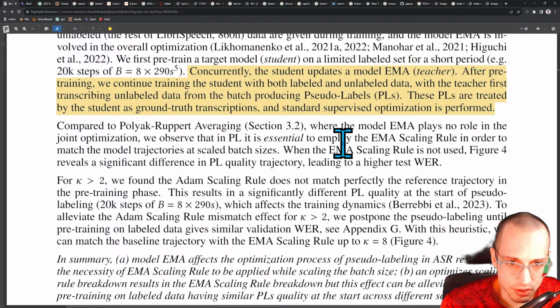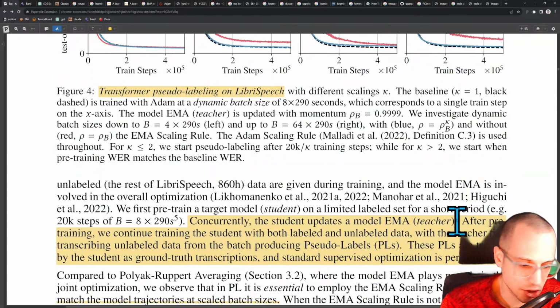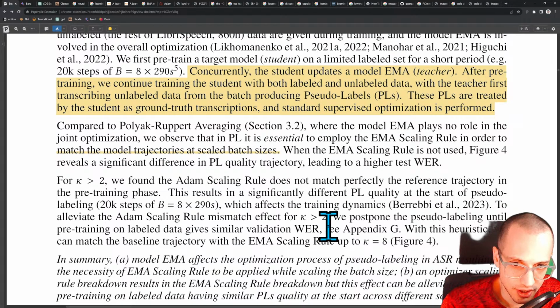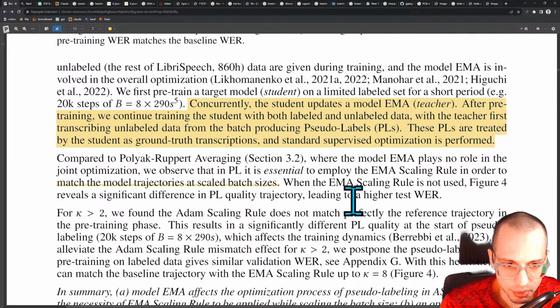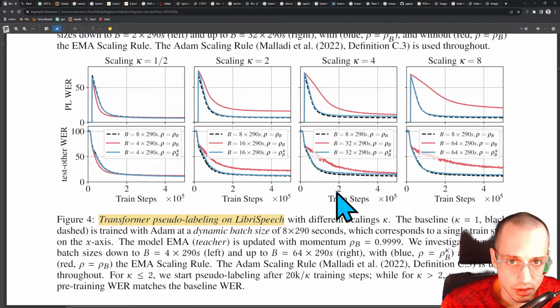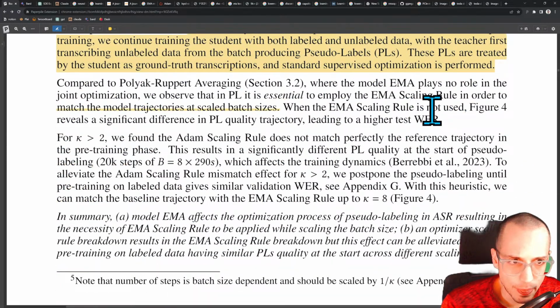Observe that PL is essential to employ the EMA scaling rule to match the model trajectories. And that's really what they're showing you in all of these plots, that they're matching the model trajectories. You're getting the same trajectory if you use the scaling law as they have described it. The scaling rule does not match perfectly in the pre-training phase. This results in a significantly different PL quality. Okay, so they're saying here in the pre-training, the blue does not match the black dotted line. This can affect the training dynamics. To alleviate the Adam scaling rule mismatch, we postpone the pseudo-labeling until pre-training on unlabeled data gives similar validation WER.